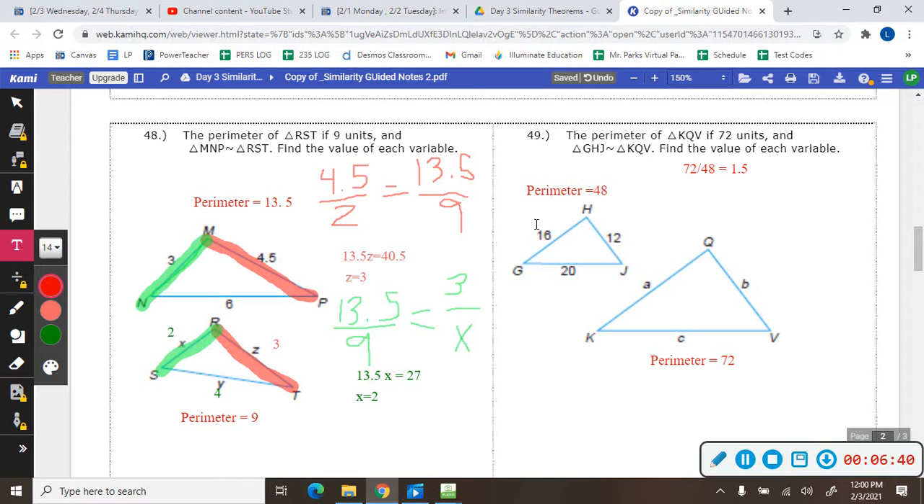So then it becomes much easier, because I could take 16 times 1.5. So 16 times 1.5 is 24. 12 times 1.5 is 18. 20 times 1.5 is 30. And so if you add those numbers, you get 72. So I think that probably is a lot easier than setting up a proportion, when you just take perimeter divided by perimeter, and that's your scale factor. So I took 72 divided by 48, I got 1.5. That means I could take each of these sides times 1.5 to get these sides.